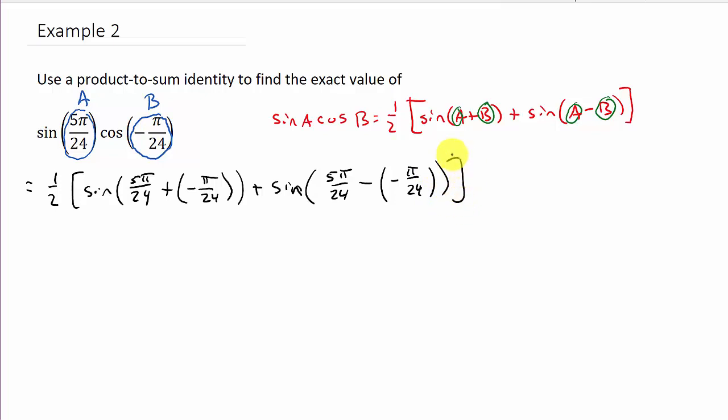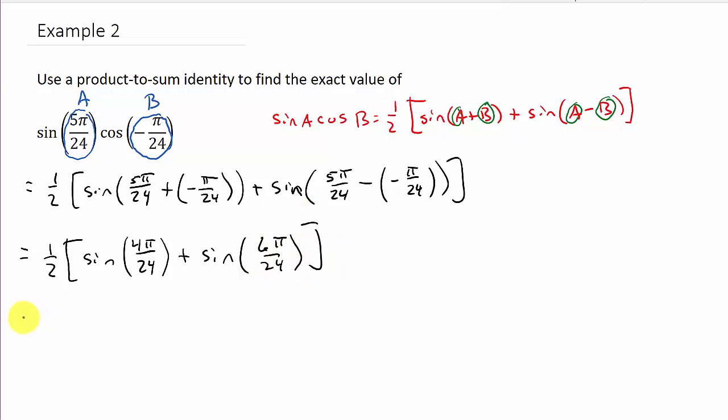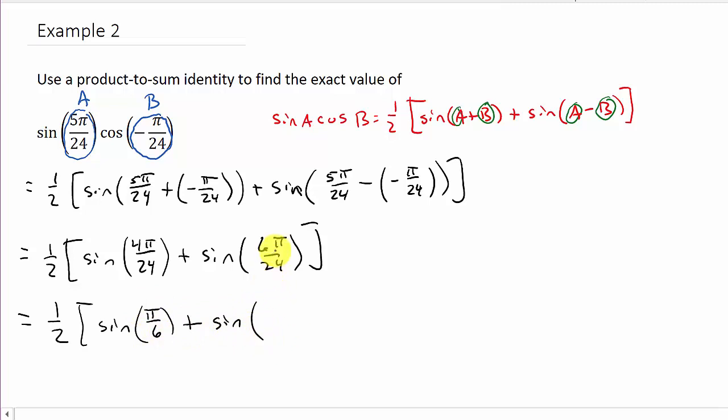So let's see, we've got 1/2 times sine of 5 pi over 24 plus negative pi over 24, so 5 pi plus negative pi is 4 pi over 24, plus the sine of 5 pi over 24 minus negative pi over 24. That's 5 pi, and the two minuses make a plus, so 5 pi plus pi is 6 pi over 24. So we've got 1/2 times the sine, and that reduces to pi over 6, plus the sine of pi over 4.